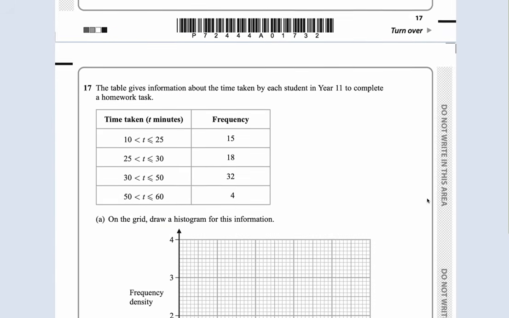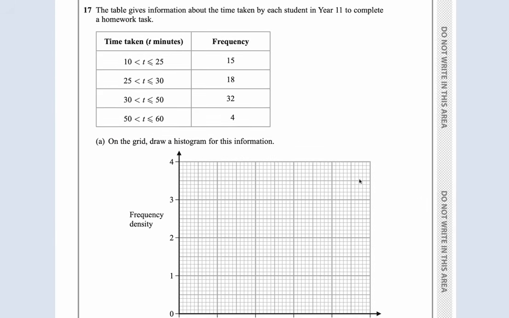Okay, question 17. The table gives information about the time taken by each student to complete a homework task. On the grid, draw a histogram for this information. Okay, so guys, I'm going to make a new column. It is frequency density. Okay, so frequency density, guys, I'll just write a little formula up here. Frequency density is the frequency divided by the class width.